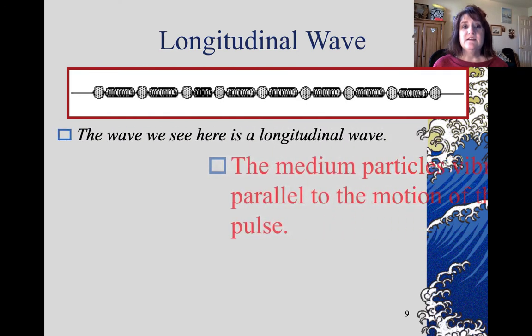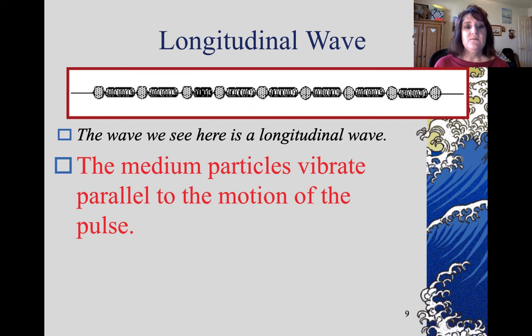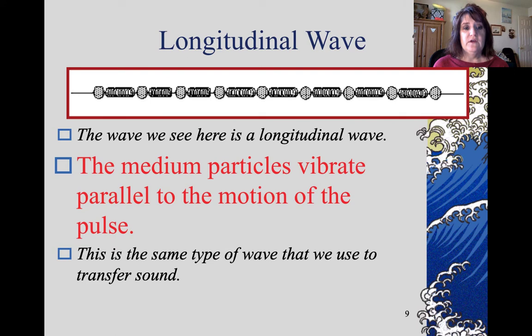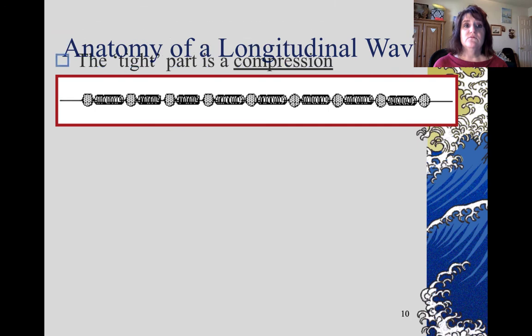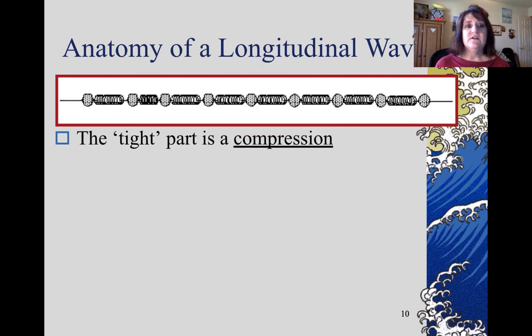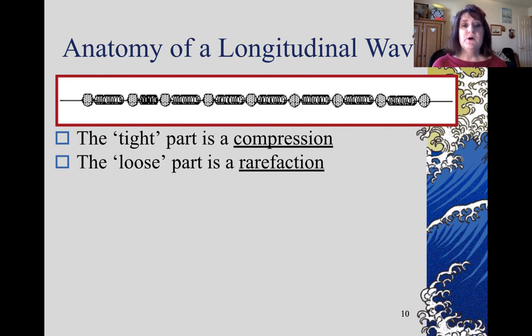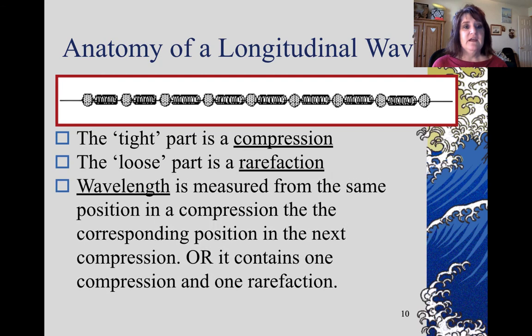The wave we see is a longitudinal wave. The medium particles vibrate parallel to the motion of the pulse. It's the same type of wave used to transfer sound. So the anatomy of a longitudinal wave: the tight part is known as the compression. The loose part is known as a rarefaction, and the wavelength is measured from the same position in a compression to the corresponding position in the next compression, so it's going to contain one compression and one rarefaction.